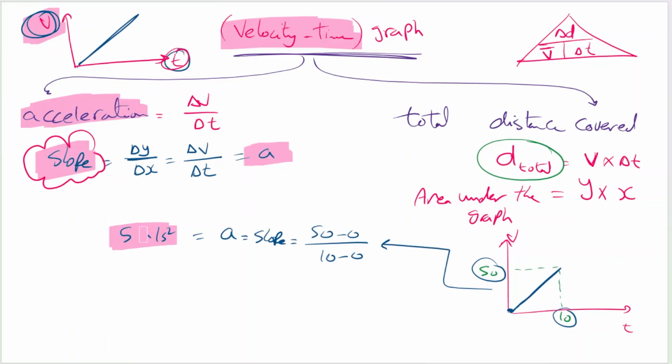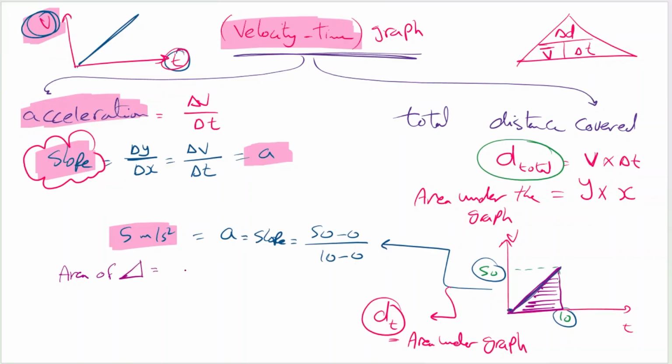So if you have a velocity time graph and you want to just calculate the acceleration, find the slope. What if I'm asking you to find the total distance? Then you need to calculate the area under the graph. So this is the graph. This is the area under the graph. What is the name of this shape? This is called a triangle. So the area under the graph is the area of a triangle. The formula that we are using to calculate the area of the triangle is half times base times height.